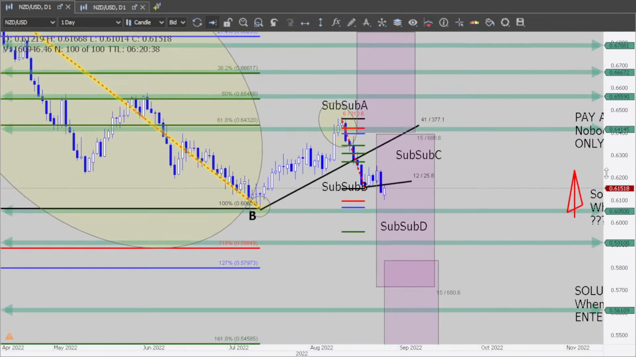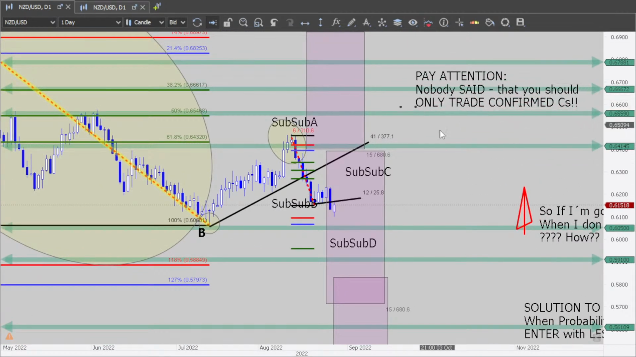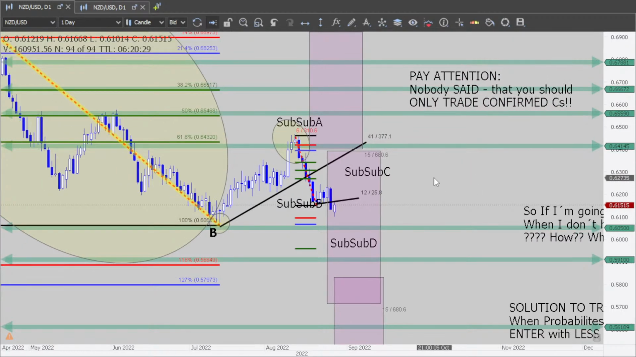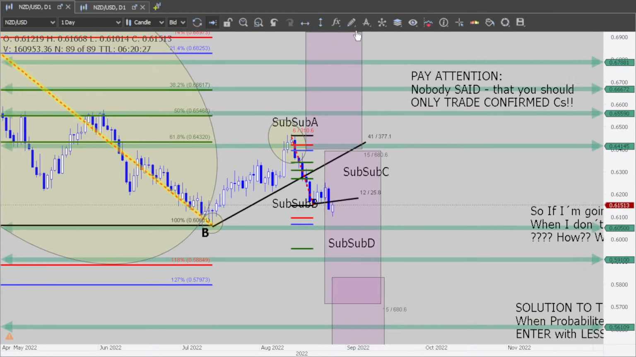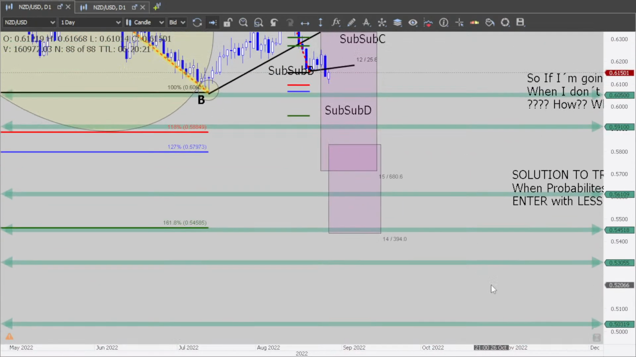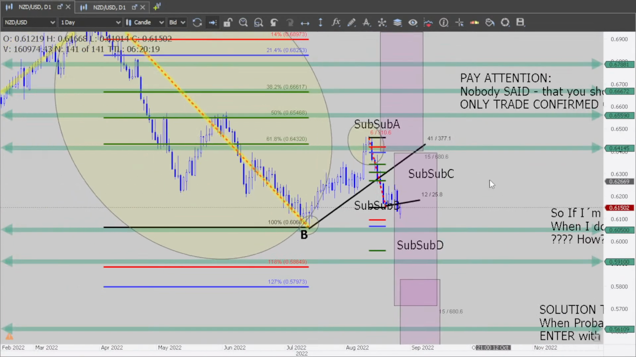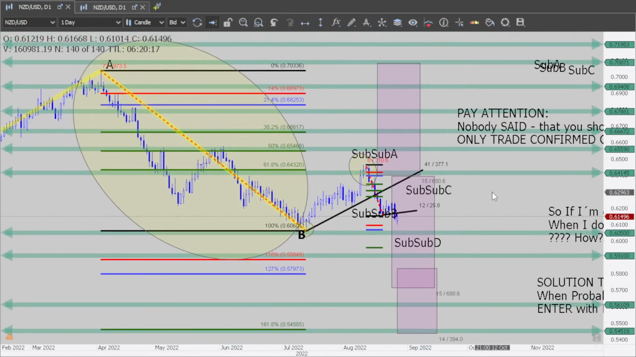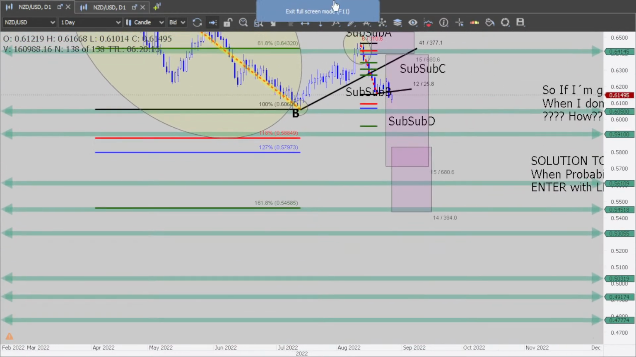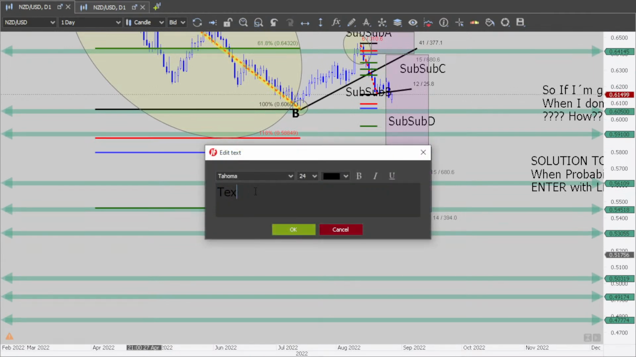Make sense, everybody? So one more time. Nobody said that you should only trade confirmed Cs, everybody. Does this make sense to you? What is the bottom line? You are, which is normal, we all did this. Oh boss, what has fear to do with trading? Everything. Common trader's error.